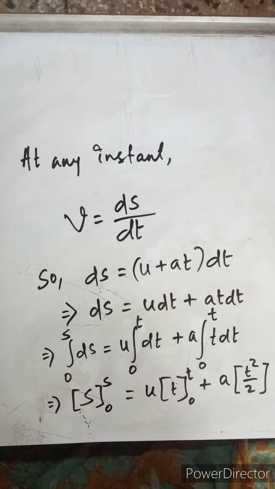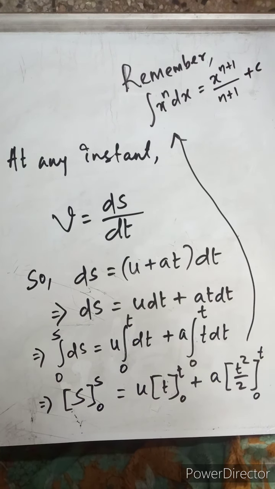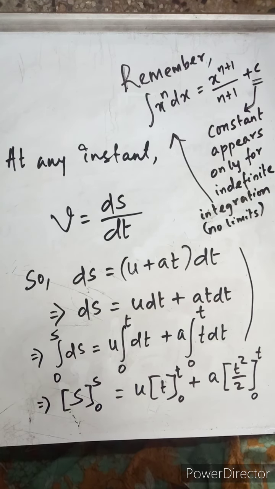Now how is it t squared by 2? You have to keep in mind the integration. Remember, the integral of x to the power n dx, that we had studied in the previous video, is equal to x to the power n+1 divided by n+1, plus c, where c is the constant, and it only appears for indefinite integration where there are no limits.